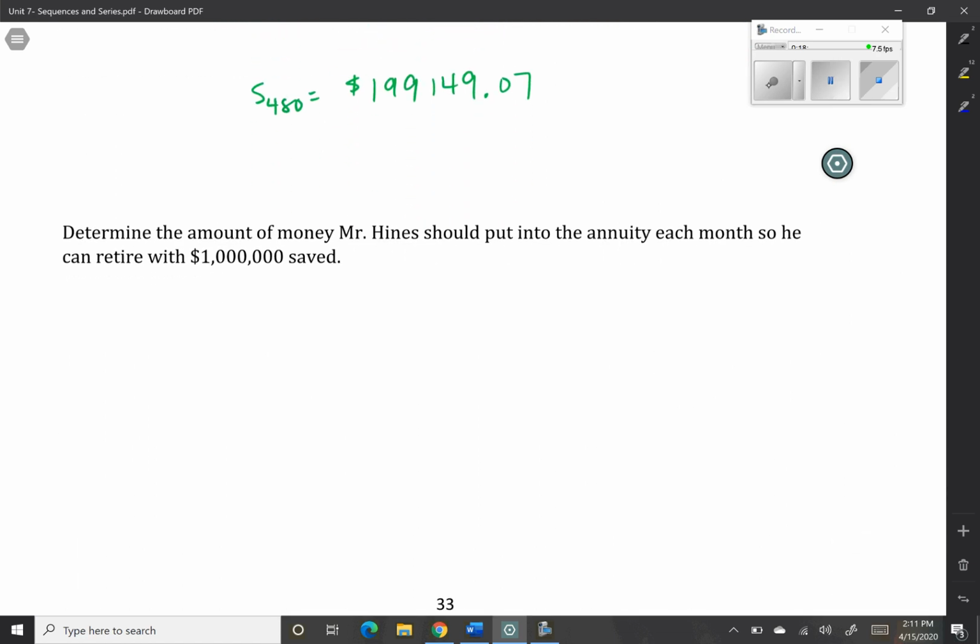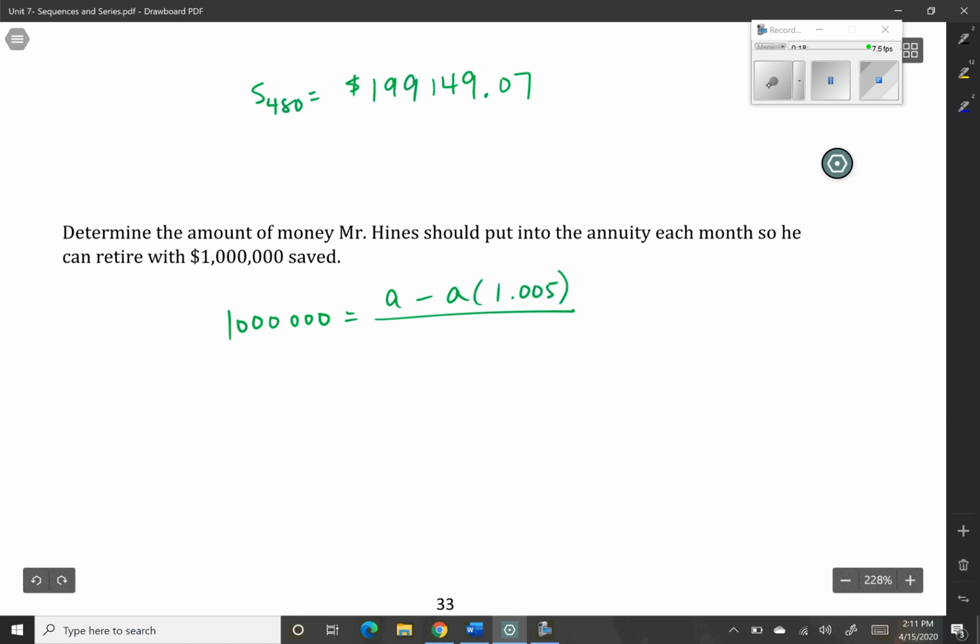So let's figure out how much money Mr. Hines would have to put into the same account to be a millionaire. So I want the ending sum to be $1 million. I don't know the monthly payment, so I don't know the first month's payment, but I do know the rate, or the common ratio. I know how many payments I'm going to have. And I should be able to solve for A.